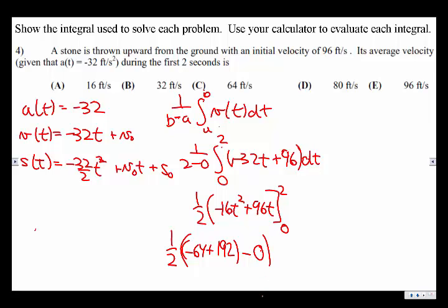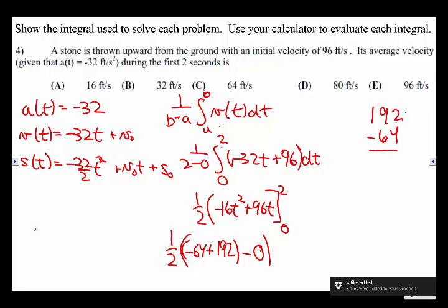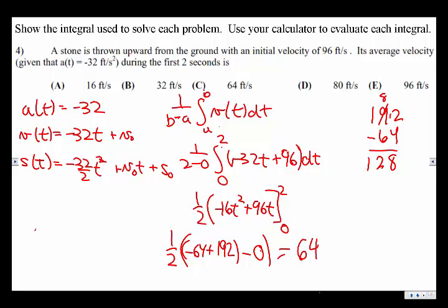All right, so what do we end up with? 192 minus 64, I have no idea what that is off the top of my head. Indeed, 128. So it's 128 divided by 2. So 64 in our units is feet per second. So I say the answer is C.